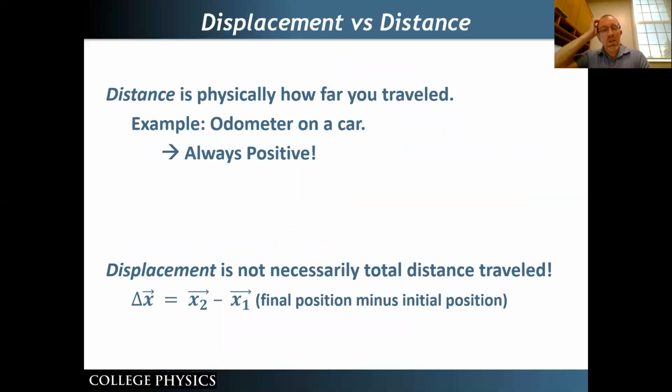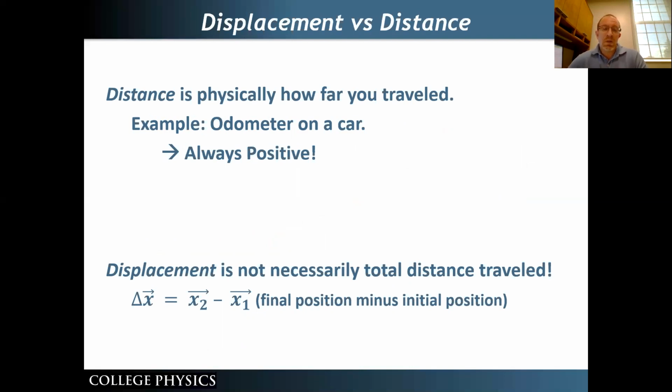All right, so there's a difference between distance and displacement. Distance is literally just how far you travel. I'm a runner. I could go for a jog and start right outside my house, and I could jog for 5 miles and end up right outside my house, and I would have run a total distance of 5 miles.